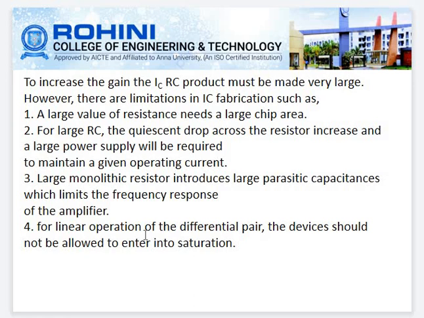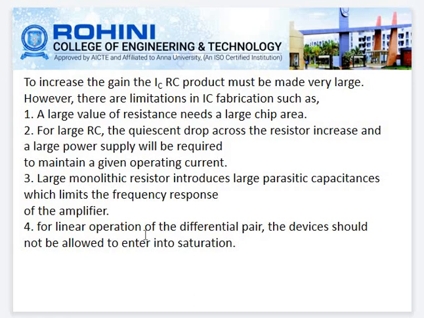However, there are limitations in IC fabrication, such as a large value of resistance needs a large chip area. For a large RC, the voltage drop across the resistor increases and a large power supply will be required to maintain a given operating current. A large monolithic resistor introduces a large parasitic capacitance which limits the frequency response of the amplifier.